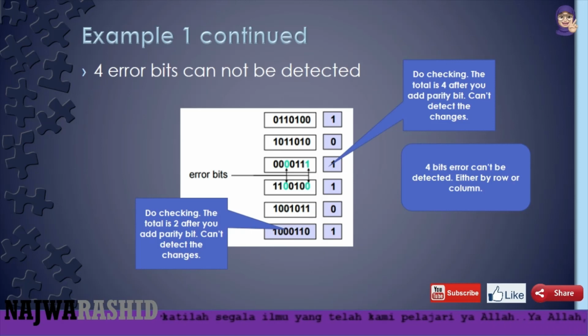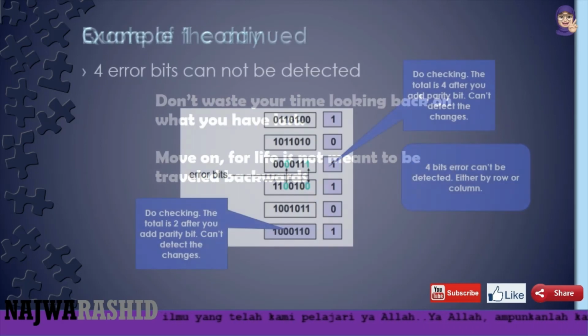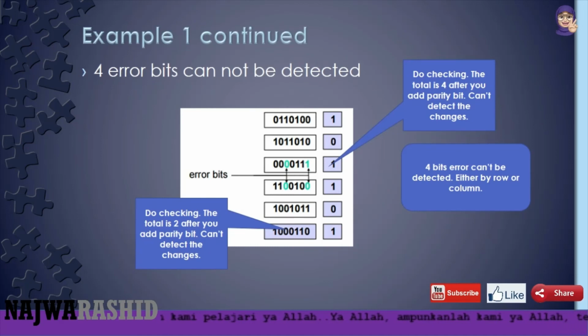So hopefully you are able to understand how the parity check process works. Odd or even is up to you; you can choose either the even parity check or the odd parity check. For the simple parity check, you can only detect one bit of error. For the two-dimensional parity check, you can detect up to 3 bits of error, either by row or by column. So that's all for the two-dimensional parity check.